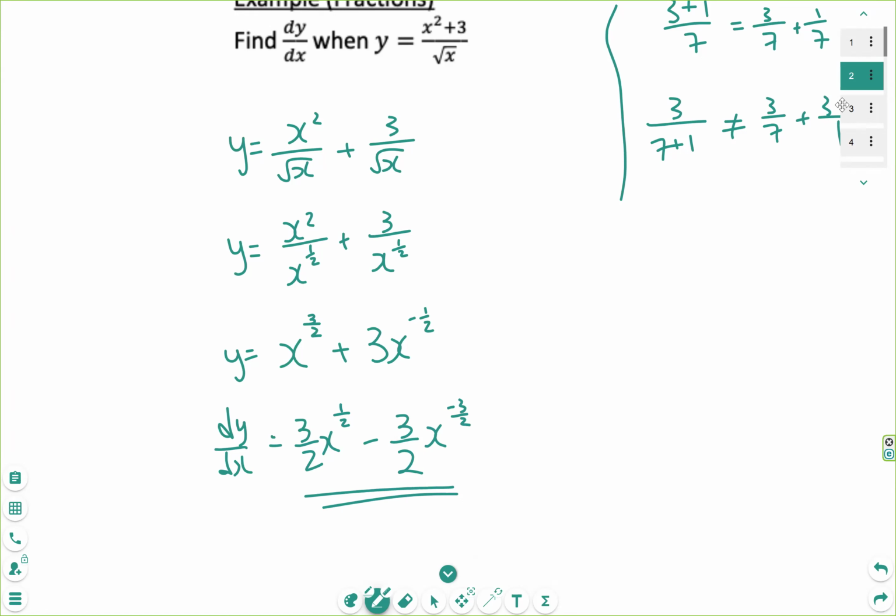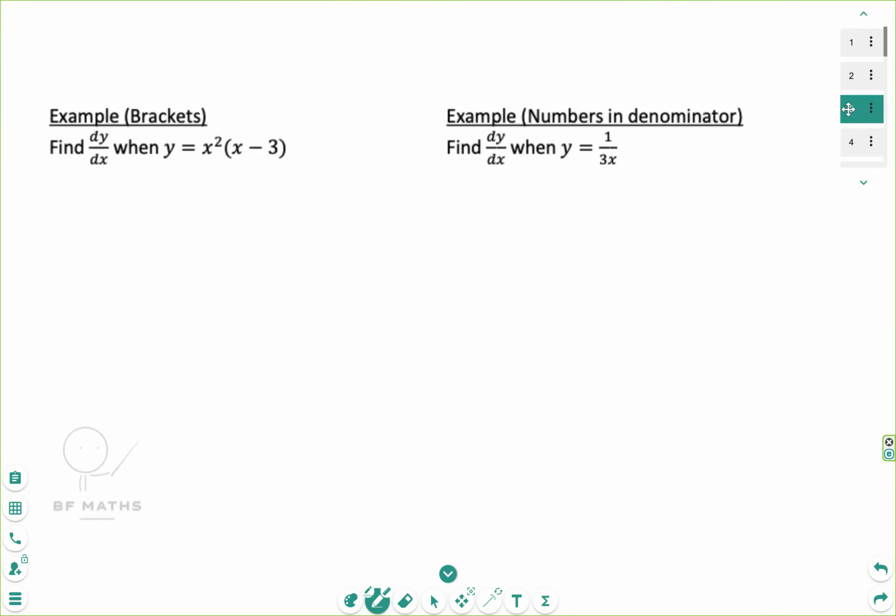All right. Next one, brackets. Simple. Just expand it. Now, if you're in year 13, you might have learned a different way to differentiate this, but I would say technically it's harder because it's not quite necessary here. If you're in year 12, that's fine. Just multiply, expand the bracket. So x cubed minus 3x squared. And then do the differentiation. 3x squared minus 6x.